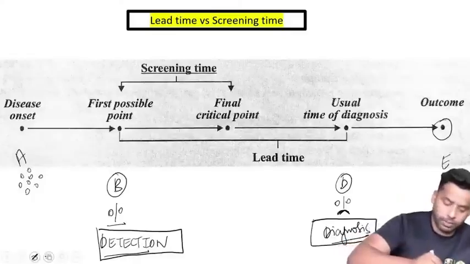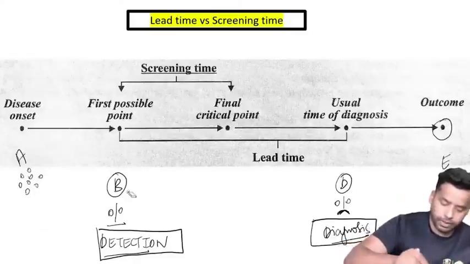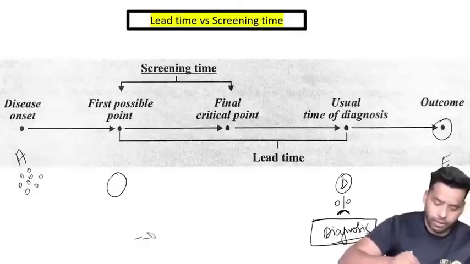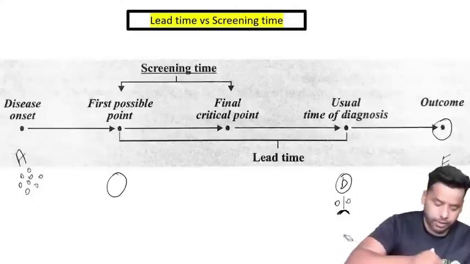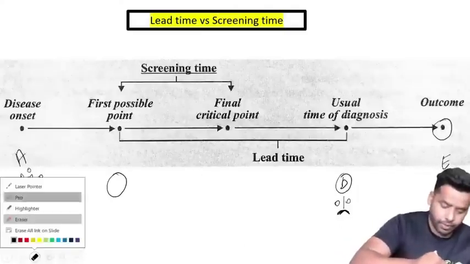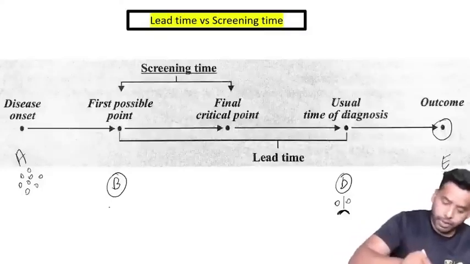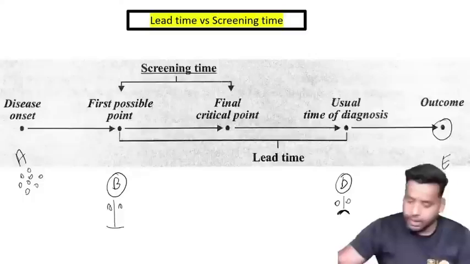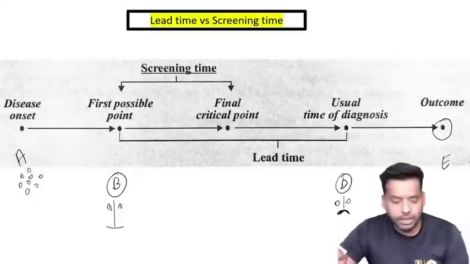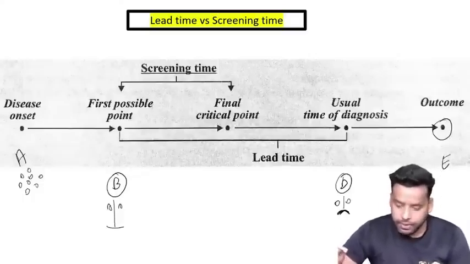Now what is that alphabet which is missing in the sequence? If I am telling A, B, D, E, what is that alphabet which is missing in the sequence now? C.